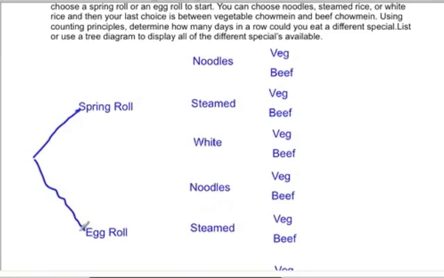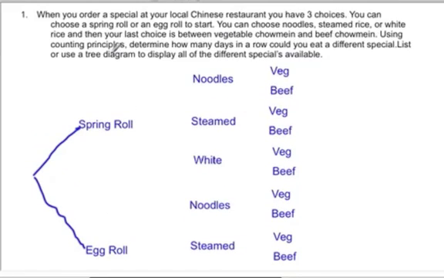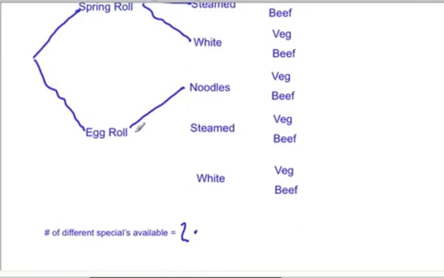and as I go, I'm going to do the calculation of the number of ways. So that's going to be 2. And this will be times, and there are three choices for the next. You can either choose noodles, steamed rice, or white rice. And you'll notice that we now have 6 choices. So this is 2 times 3.